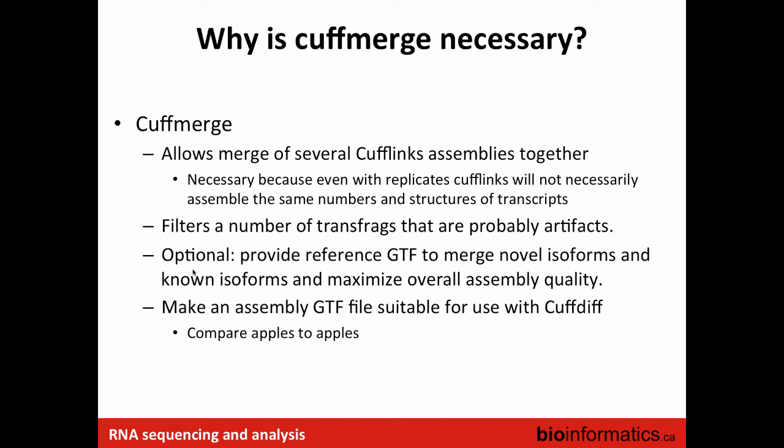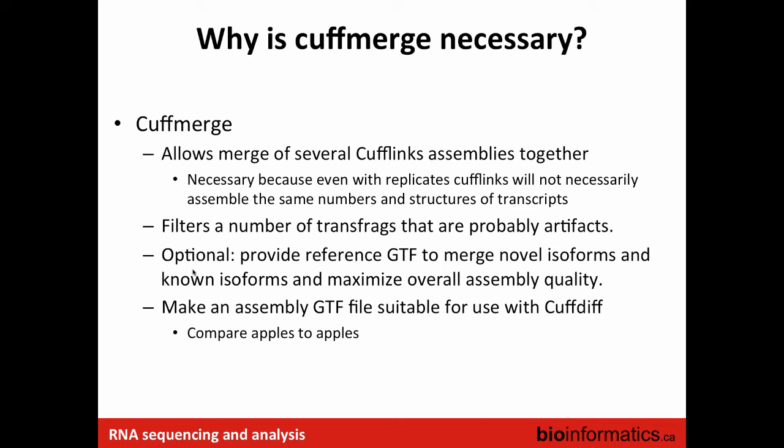So Cuffmerge basically takes the GTF files that each Cufflinks assembly has produced and creates a consistent GTF file, where it tries to use all the data at once to create a single representation of all the different isoforms that jives together. And this is even more important when you think about different samples that aren't replicates.